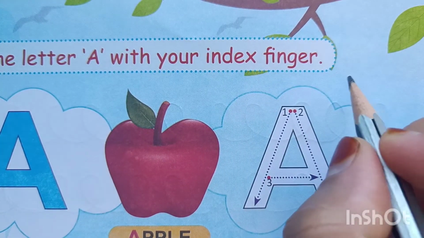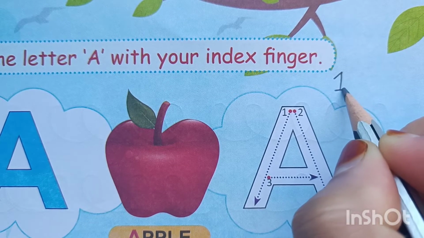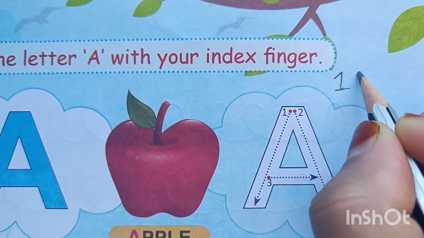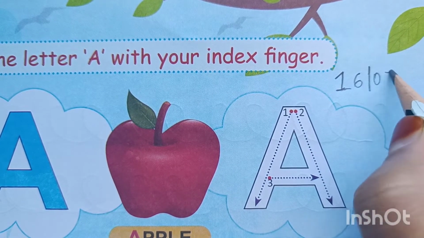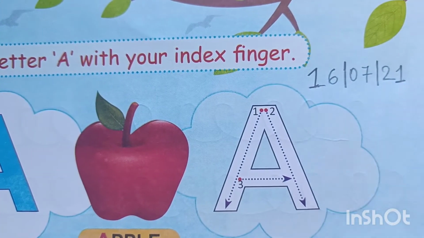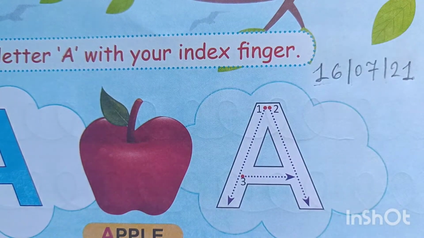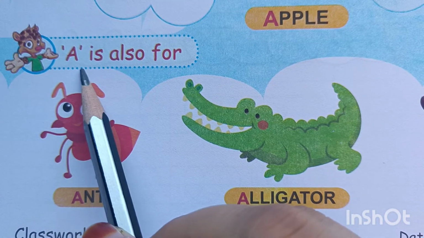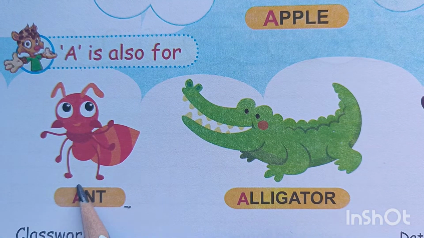Now I am going to write today's date here. So today is 16 July 2001. Okay? Now children, A is also for ant.